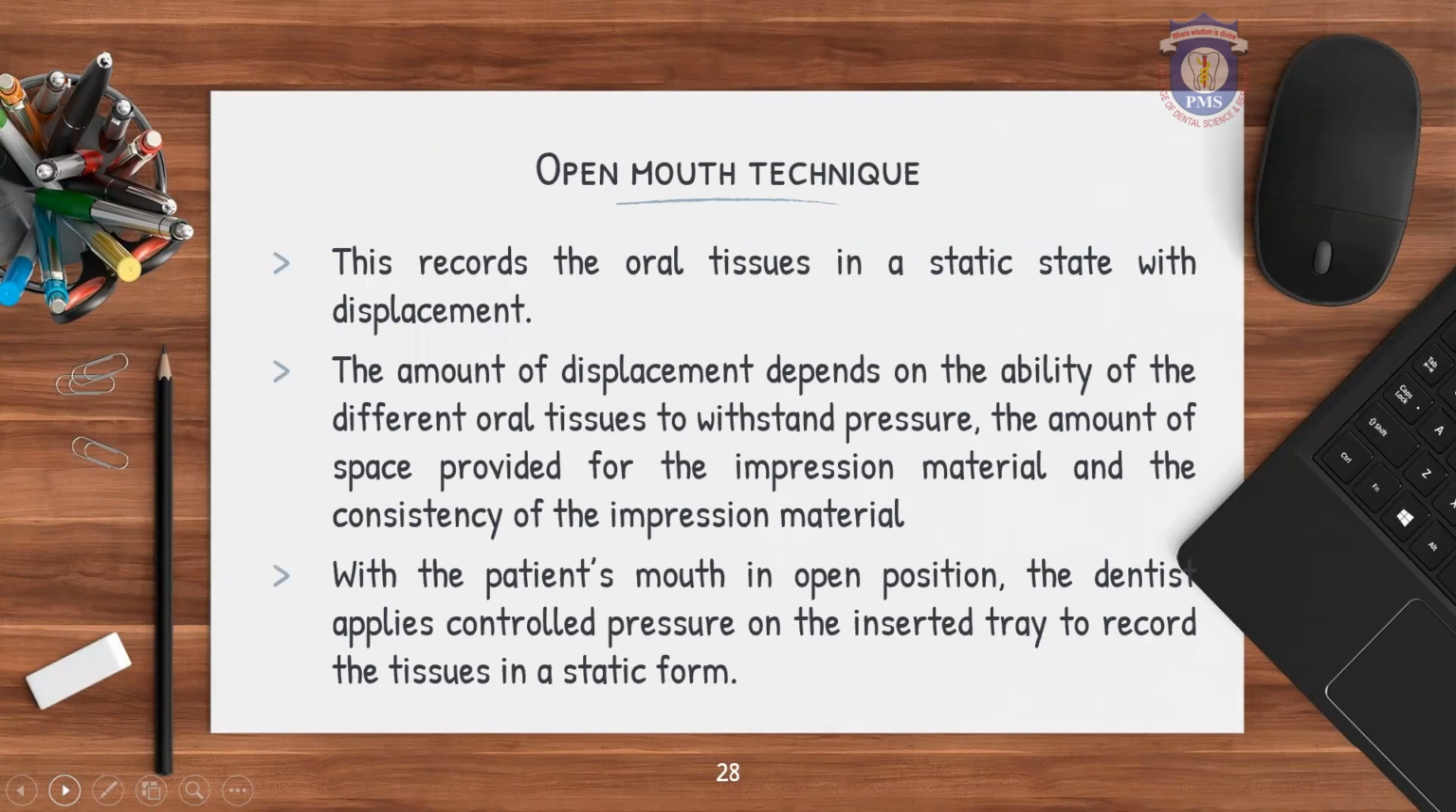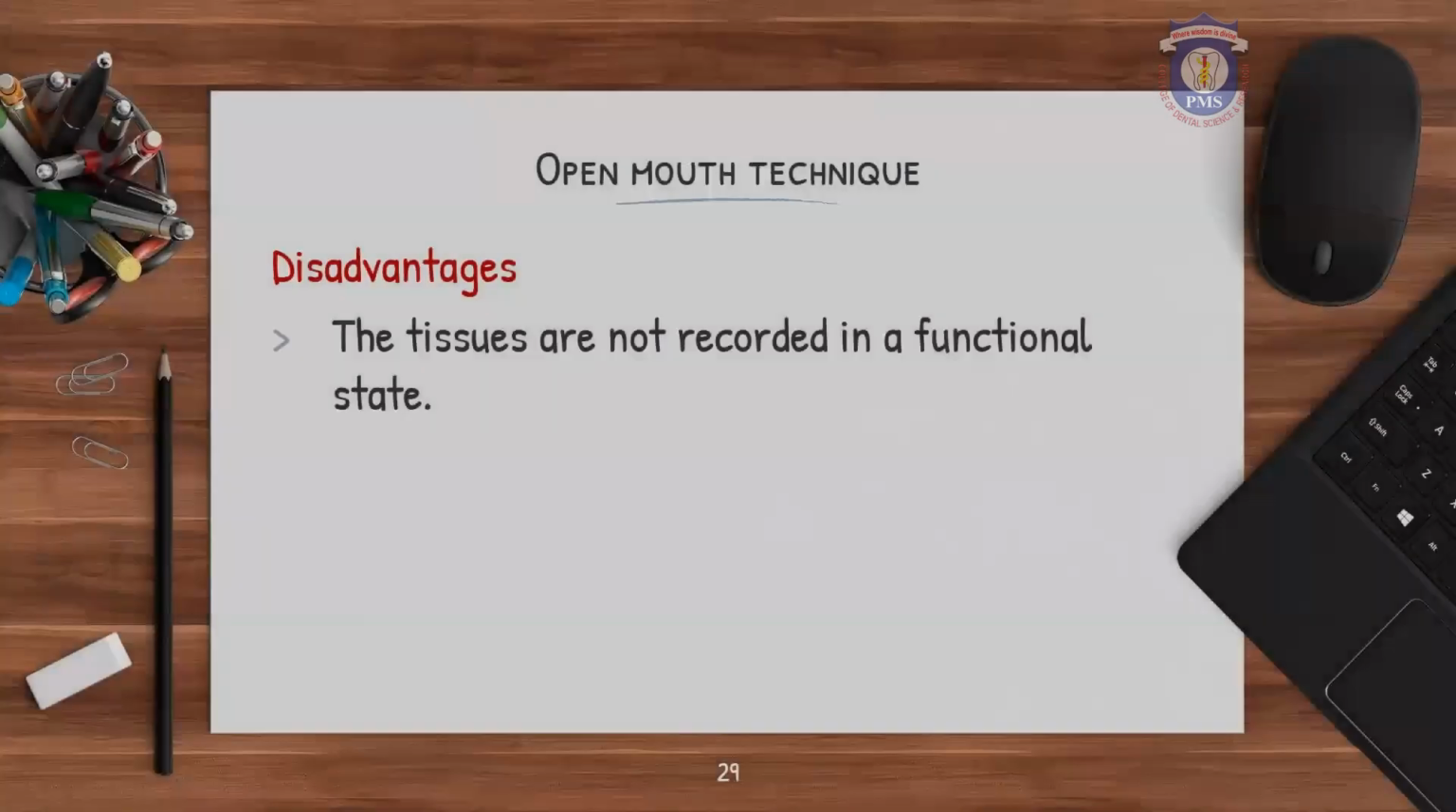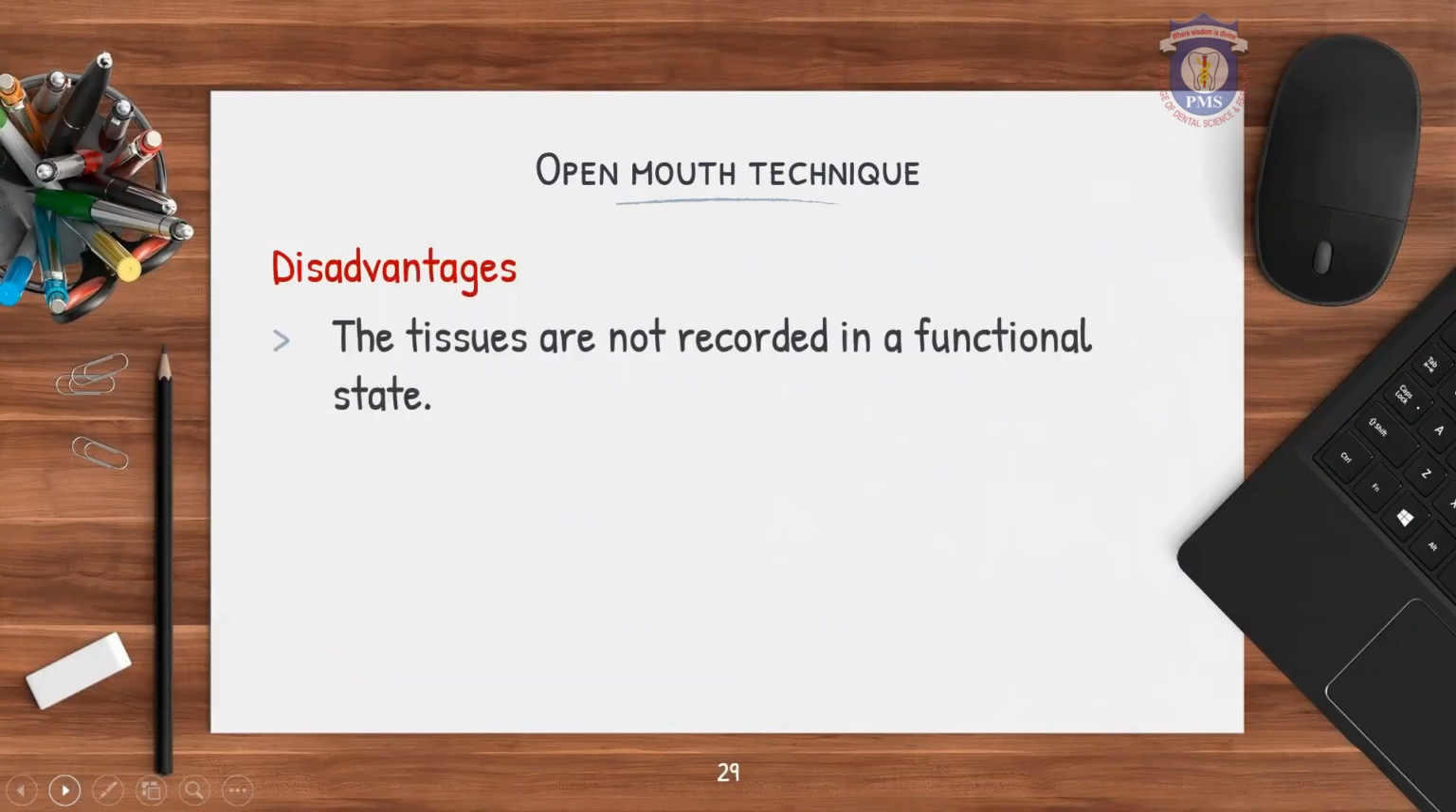With the patient's mouth wide open, the dentist applies controlled pressure on the inserted tray to record the tissues in a static form. So this is done in a static state with the mouth wide open. The disadvantage of this technique is that the tissues are not recorded in a functional state. The tissues are recorded in a static state.